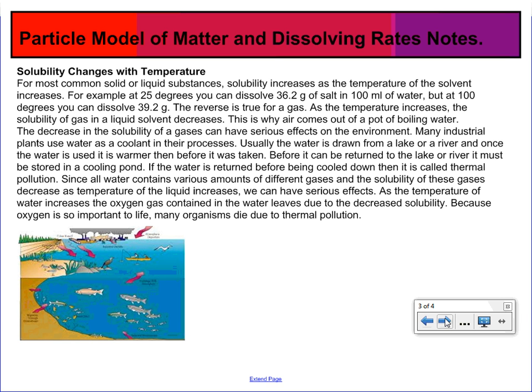Since all water contains various amounts of different gases, and the solubility of these gases decreases as the temperature of the liquid increases, we can have serious effects. As the temperature of water increases, the oxygen gas contained in that water leaves due to the decrease in solubility. Because oxygen is so important to life, many organisms die due to thermal pollution.